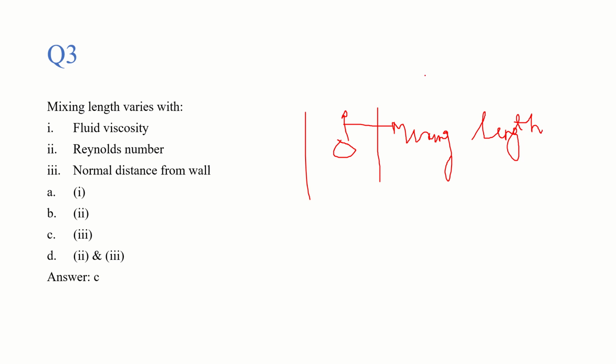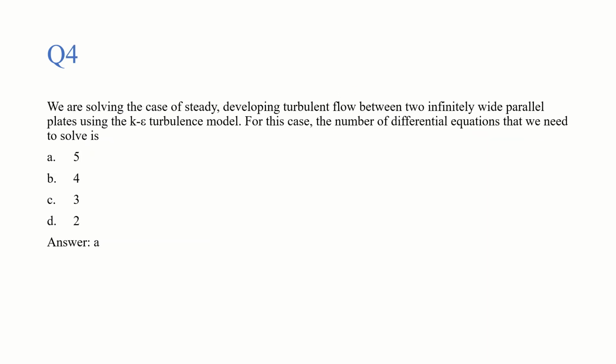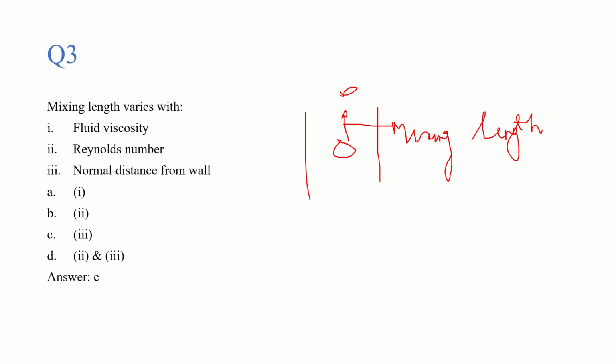It is the mixing length. The mixing length is such that the fluid particle travels as itself before it gets blended with the surroundings. Sorry, I didn't discuss the answer. What it basically denotes is that fluid viscosity does not come into the picture. Also, Reynolds number does not come into the picture. The only thing that comes into the picture is the normal distance from the wall.